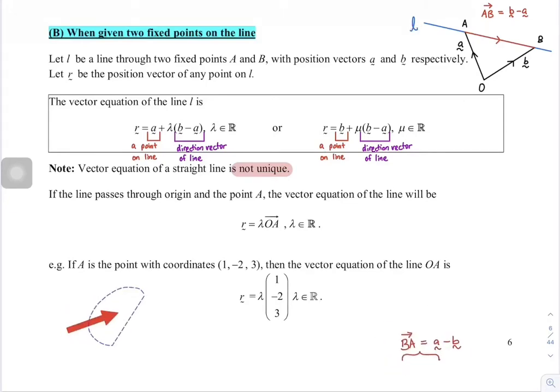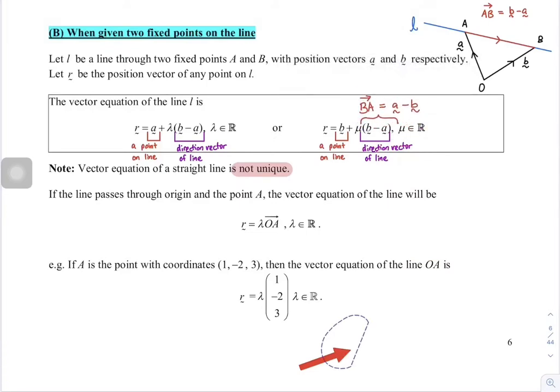For example, if you don't wish to use the direction AB, you could also use the direction BA instead of the direction AB. So therefore, you can replace B minus A with A minus B. As long as the direction is parallel to the direction of the line itself, we can use it as the direction vector of that particular line.